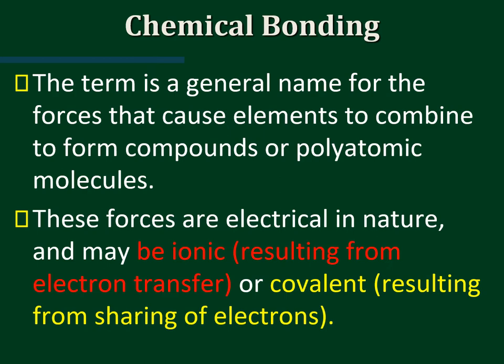So chemical bonding, the term is a general name for the forces that cause elements to combine to form compounds or polyatomic molecules. So these forces are electrical in nature and may be ionic, which is resulting from electron transfer, or covalent, which is resulting from sharing of electrons.